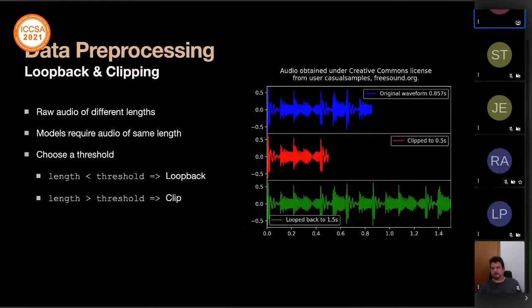For the pre-processing, the audio samples are all of different lengths, but both the CNN, the convolutional network, and the recurrent neural network need audio samples of the same length. So we choose a threshold length and bring all of the audio samples to that length. If an audio sample is shorter than the threshold, we loop it back. For example, if our original audio sample is the blue sample here, and we want to bring it to say 1.5 seconds long, then we just loop it back until it reaches that length. And if it's longer, then we just clip it to the length that is required.